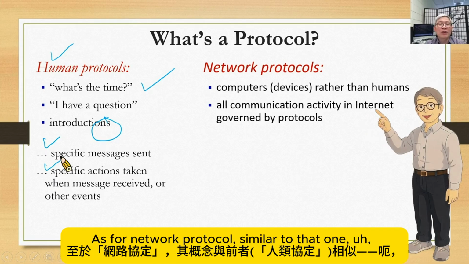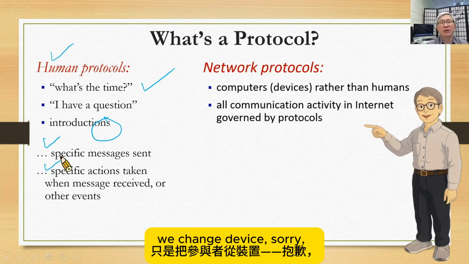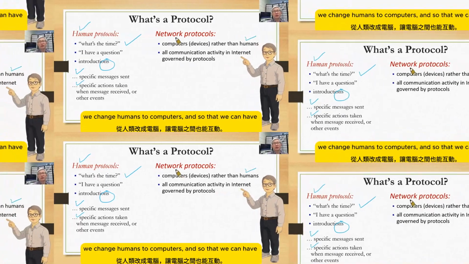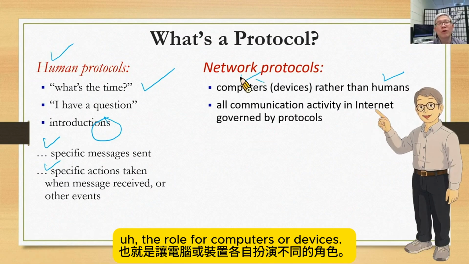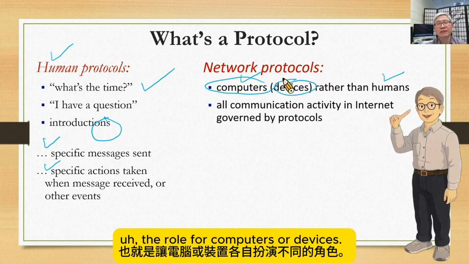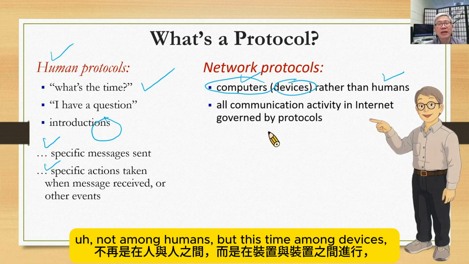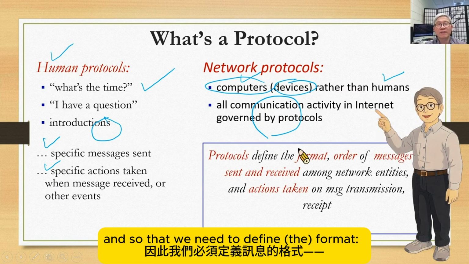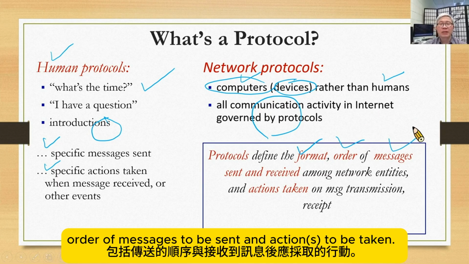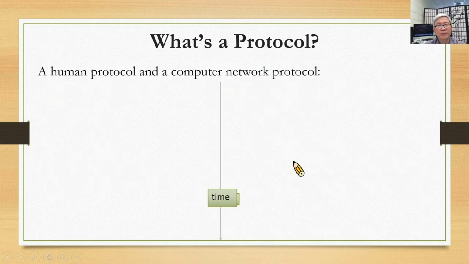As for network protocol, similar to that one, we change human to computers, so that we have the role for computers or devices. And all the communication is actually not among humans, but this time among devices. And so we need to define the format, order of messages to be sent, and actions to be taken. If so, put them together, then we can form a protocol.